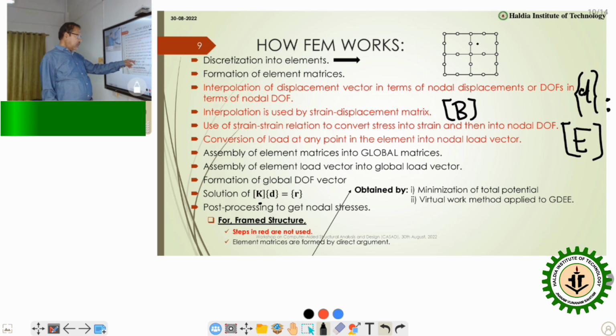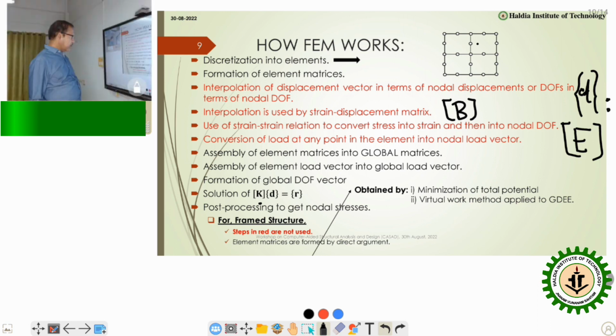Now once we solve this, we get the values of D, meaning the degree of freedom values at each of the nodes of the structure are obtained. Once we obtain D, we can process it to get the nodal stresses. We have to reverse the process: from the degree of freedom vector, we multiply with B, the strain displacement matrix, to get the strains. From the strains, the constitutive matrix has to be multiplied to get the stresses. And then from these nodal stresses, we have to find the stress at any point within the element.